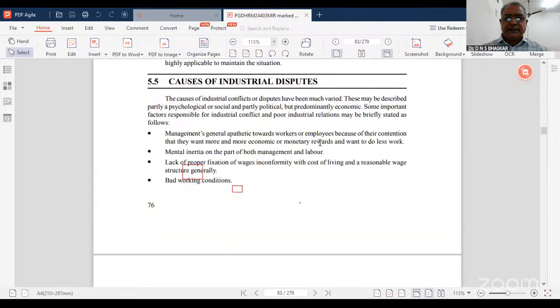What are the causes of industrial dispute? This is the main important essay question, which is a part of this review. First, management's general apathy towards the workers and employees, because their contention is that they want more and more economic and monetary rewards and want to do less and less work. Then mental inertia on the part of both management and labor. Mentally they are fixed to one attitude, and if the actual attitude differs, then disputes will always arise.